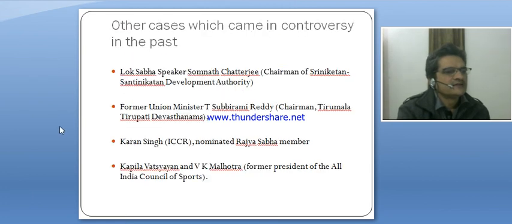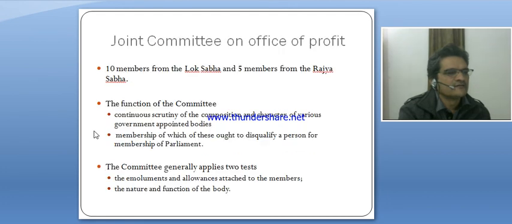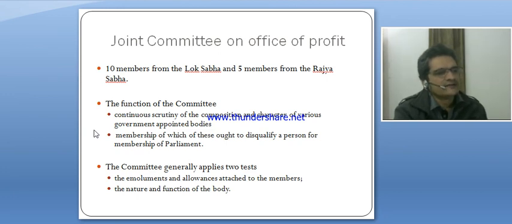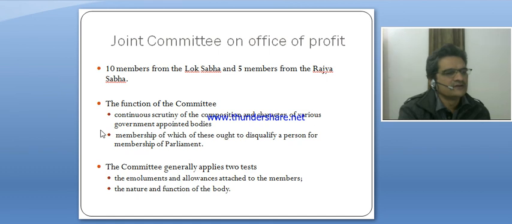So these are certain other cases you can just go through which had attracted debate and controversy regarding office of profit. There is a joint committee of Parliament having 10 members of Lok Sabha and 5 members of Rajya Sabha, which from time to time scrutinizes the offices which ought to be declared as office of profit, or which are to be declared as not being the office of profit. And the tests which are applied by this committee are the emoluments and the allowances attached to the members, and the nature and function of the body.